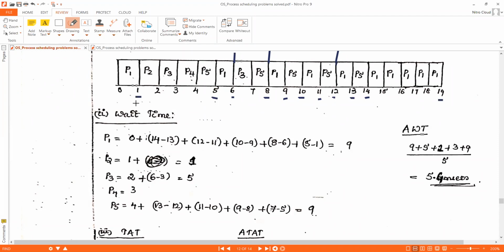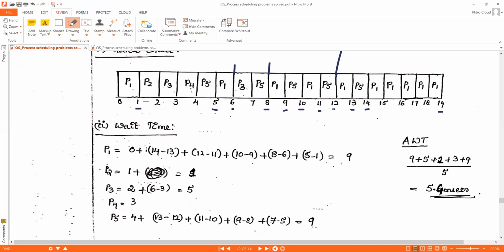Next, process 2. What is the allotted time of process 2? That is 1 minus its arrival time, 0. All the processes in this problem arrived at clock time 0. So 1 minus 0 is 1. Is process 2 allotted again? No, process 2 completed with only a single allotment of CPU. So the waiting time is 1.